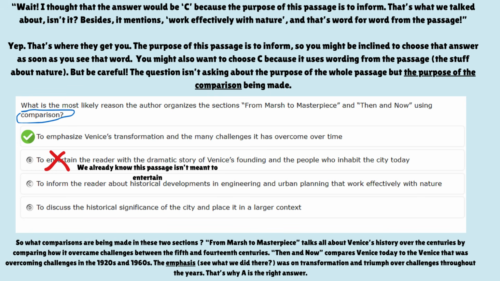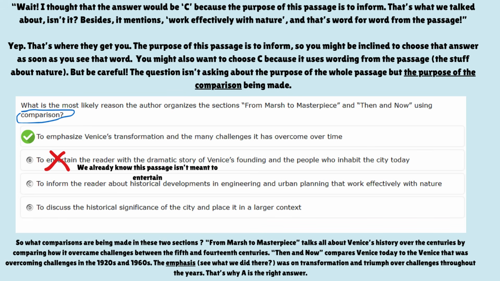Now let's talk about the answer choices that we can eliminate, because if you can eliminate answer choices right off the bat, then you have fewer to worry about, and you can really hone in on those ones and compare them side by side. So we're automatically going to eliminate B, because we already know this passage isn't meant to entertain. There's three major types of purposes. There's to inform, persuade, and entertain. And in no point of this passage was it to entertain. This was very much an informative passage. So we can get rid of that one altogether.